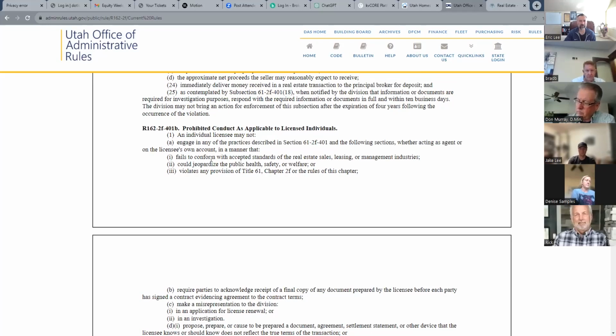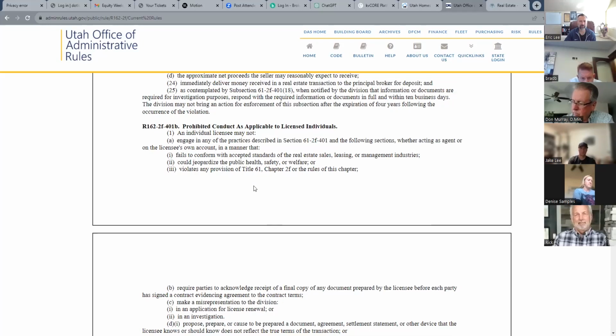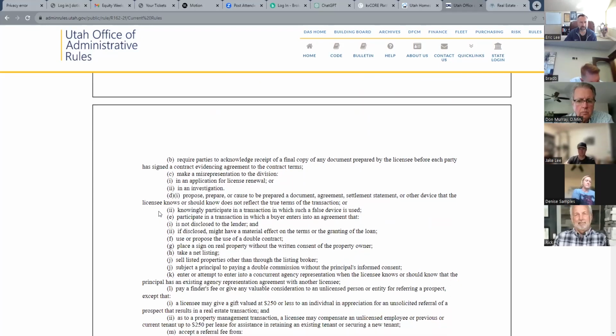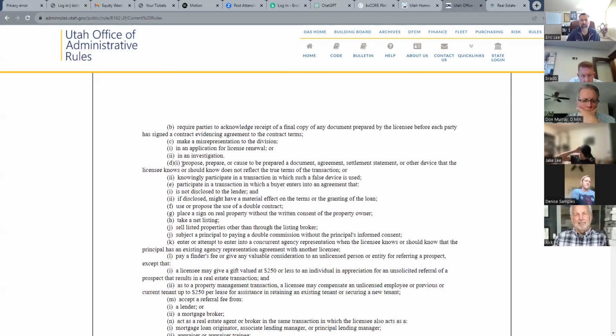Basically, let's see, we're going to jump down to, sorry, I just have to find it here. Okay, this is one that comes up occasionally. We're going to start down here with D. Propose, prepare, or cause to be prepared a document, agreement, settlement statement, or other device that the licensee knows or should know does not reflect the true terms of the transaction. Okay, so either proposing it, preparing it, or causing it to be prepared, basically a fraudulent document.